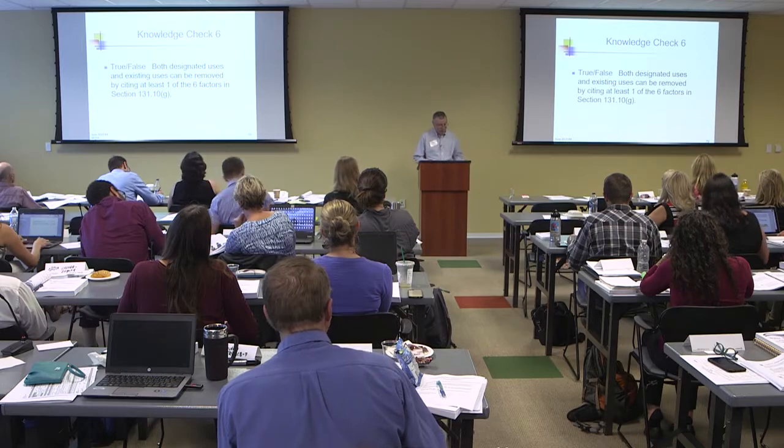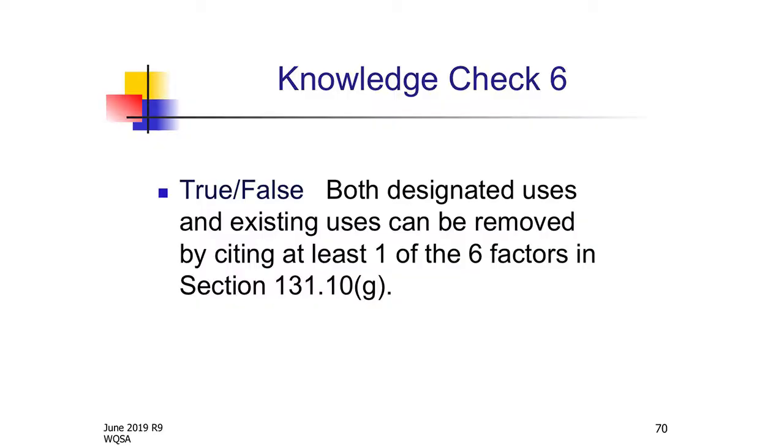Okay, another question. Both designated uses and existing uses can be removed by citing at least one of the 6 factors in section 131.10(g). Did I hear a false? Yeah, it's false because you can't remove an existing use. If it just said designated uses can be removed by citing the 131.10(g) factors, it would be true.